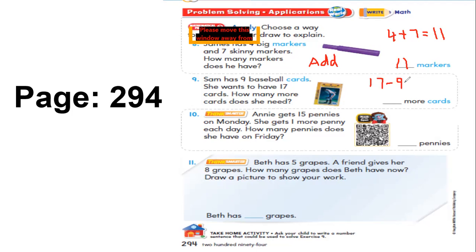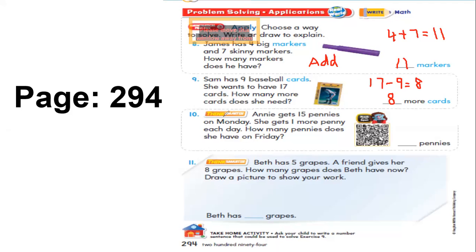So how many more cards does she need to become 17? 17 minus 9 equals 8. So she needs 8 more cards. She has 9 cards. She needs 8 more cards to become 17. So that is subtract. Yes, very good. Rawant, Eileen, Ilyana and Celia.